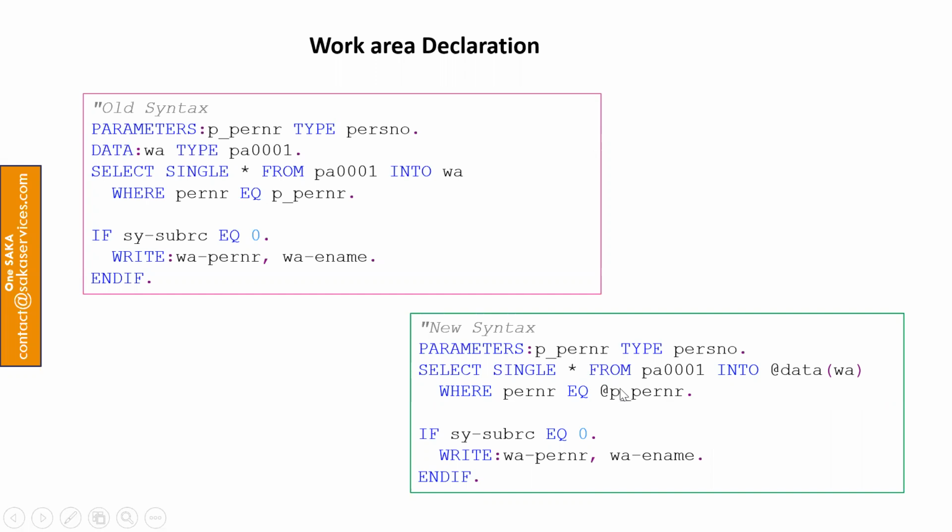This is a question being asked. It's called a host variable. In the inline declaration in the select query, if you are using the host variable, you have to use the @ symbol across all the places where the variable is used. In the work area declaration, in the old syntax, we declare, then we use. In the new syntax, we declare inline at the time we need to use it.